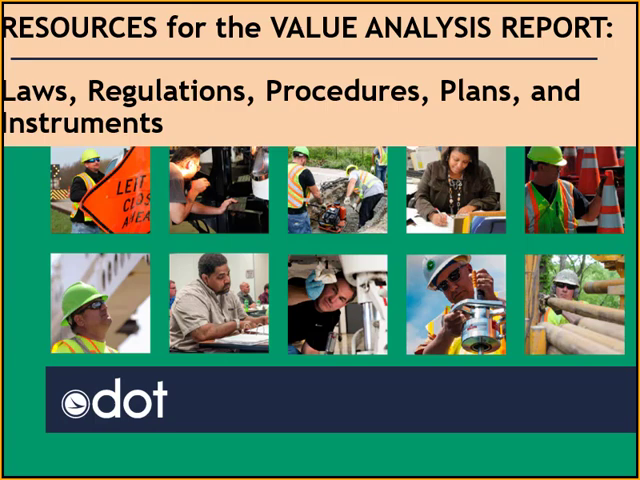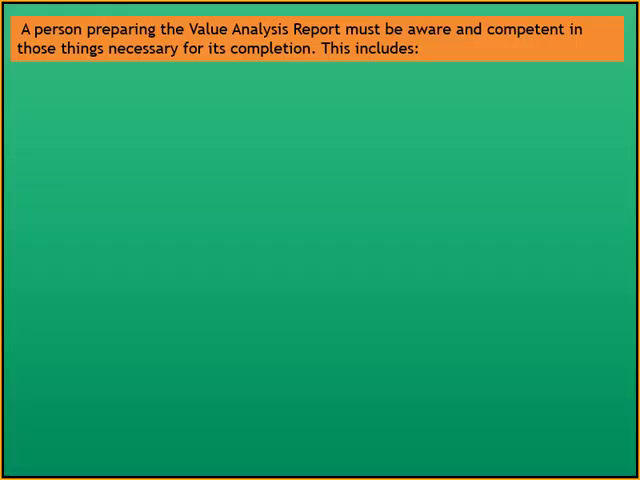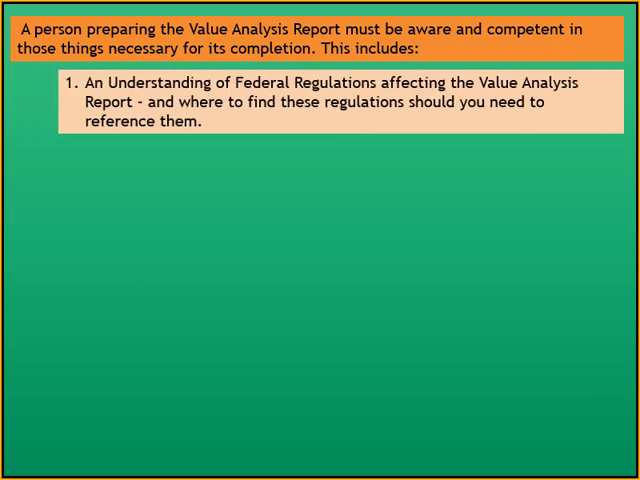This module is going to be resources for the Value Analysis Report, which includes where we can find laws, regulations, procedures, plans, and instruments. A person preparing the Value Analysis Report must be aware and competent in those things necessary for its completion. This includes an understanding of the federal regulations affecting the Value Analysis Report and where to find these regulations should you need to reference them.